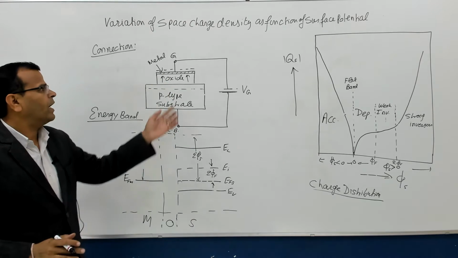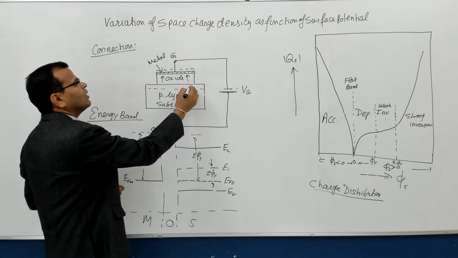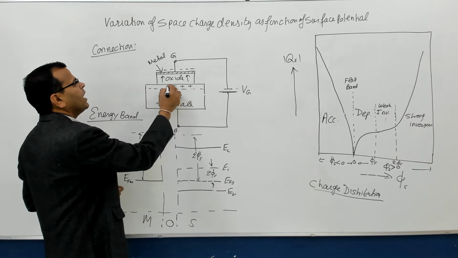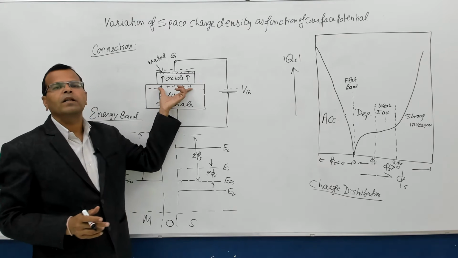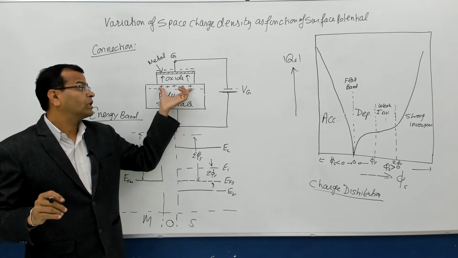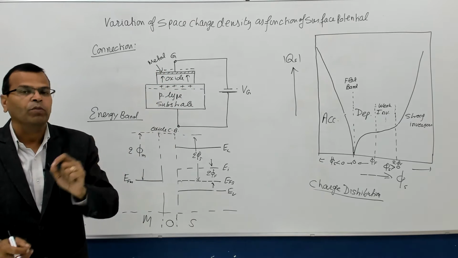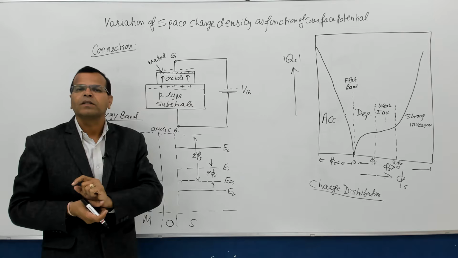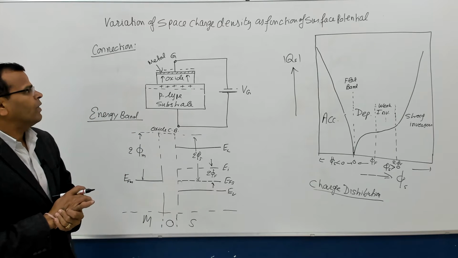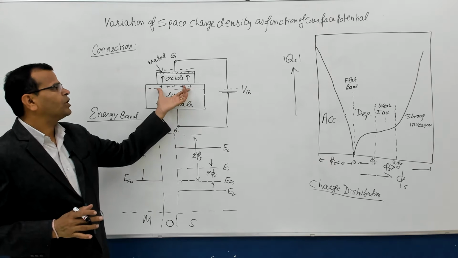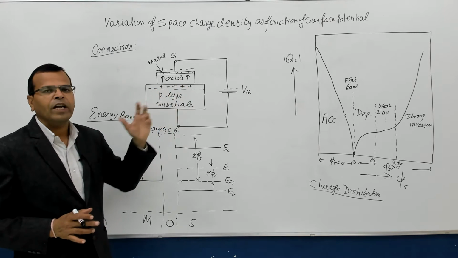When the electric field is directed towards the negative charge, it will attract the holes here, and there will be accumulation of holes just below the oxide layer at the oxide semiconductor interface. This mode of operation is called accumulation. I have already explained this, you can refer to my previous videos. So when I give the negative potential, there is accumulation of holes at the interface between oxide and semiconductor. That is known as accumulation mode.